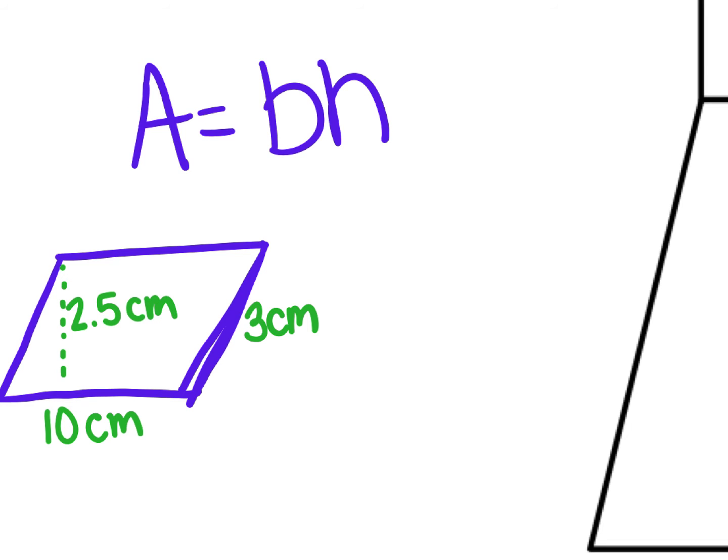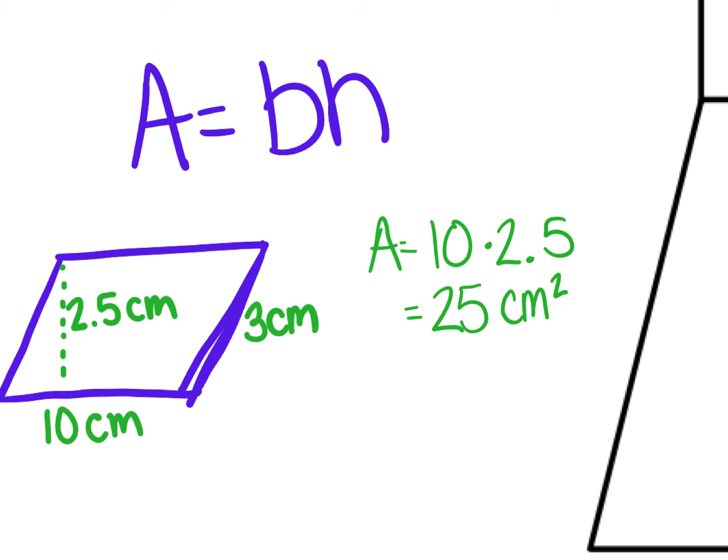And what pieces am I going to use for the area here? 10 and 2.5. Very good. So I'm going to do 10 times 2.5. Good. 25 centimeters squared is the label I'm putting on that. Centimeters squared. Give you a second to get that written down.